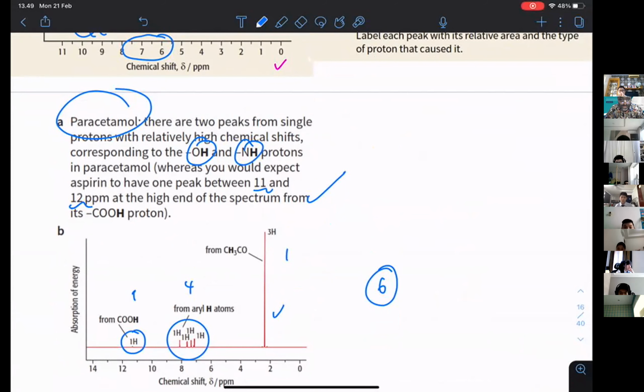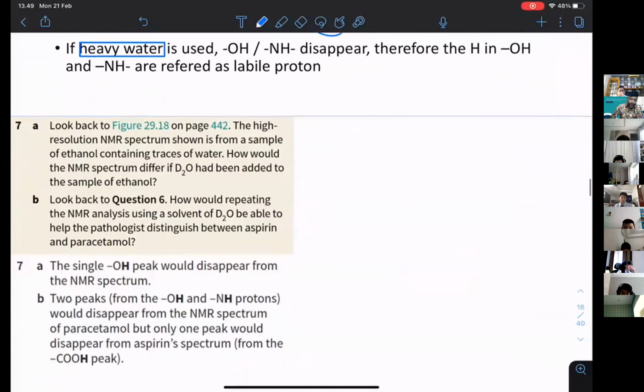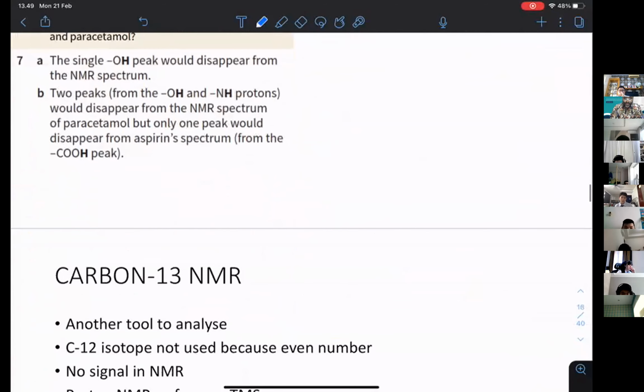Okay, Ryan, can you tell me, do you know what is the meaning of heavy water? I'm not so sure, sir. Again? Not so sure, sir. Okay, water is going to be H2O. So heavy water is going to be D2O.